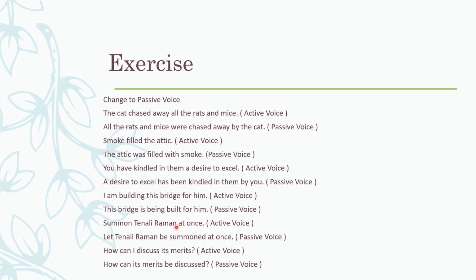Summon Tenali Raman at once. Active voice. This is the imperative command or the imperative sentence. So in the passive voice it will be: let Tenali Raman be summoned at once. We know it is let, subject, be, and the past participle. How can I discuss its merit? This is the active voice. It's an interrogative sentence. So in the passive voice: how can its merits be discussed?